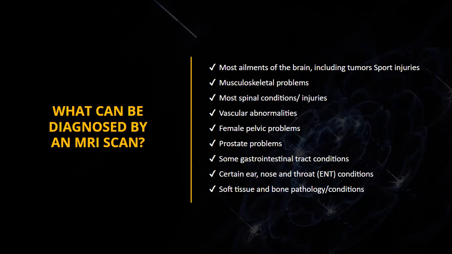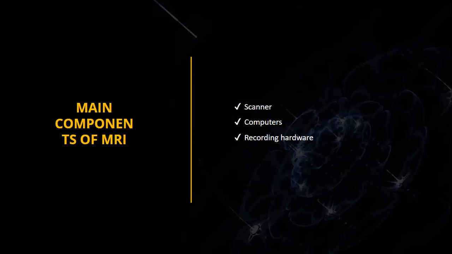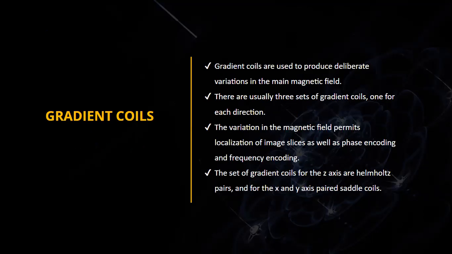What can we diagnose? We can diagnose different parts of the brain, including tumors, injuries, musculoskeletal problems, vascular abnormalities, female pelvic problems, prostate problems, some gastrointestinal tract conditions, tissue and bone conditions. The main components I have discussed earlier.